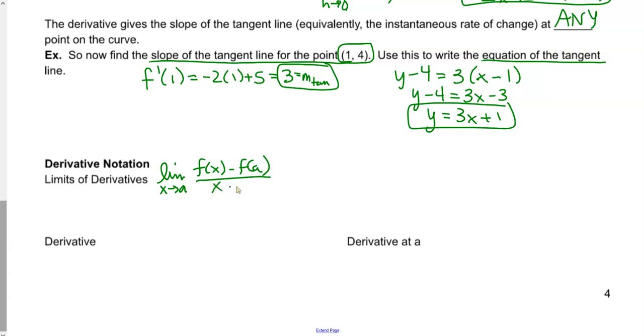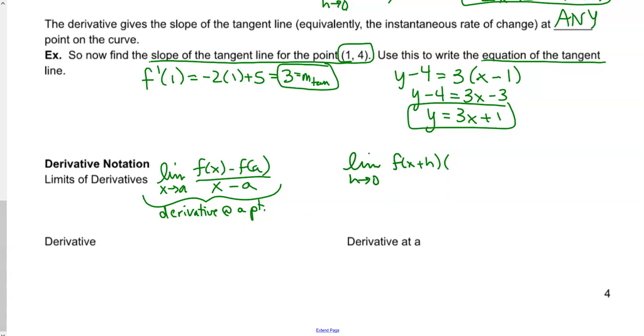And so I will say, for just summing purposes, that this is the derivative at a point. And then, if I want to find the derivative function, then normally we will use what we just looked at: the limit as h goes to 0 of f of x plus h minus f of x all over h.